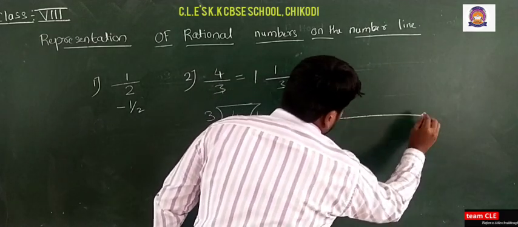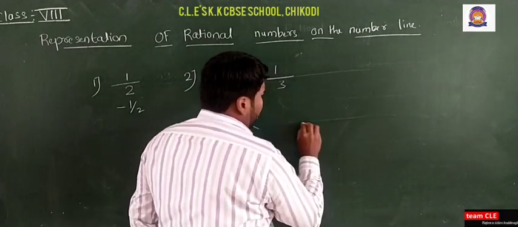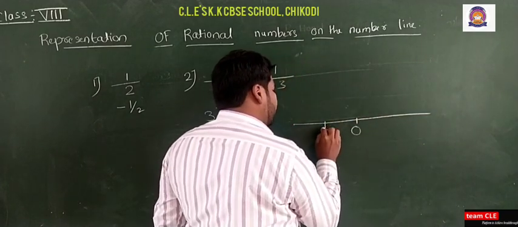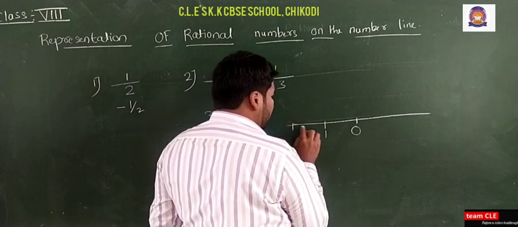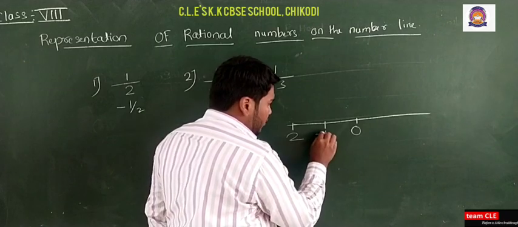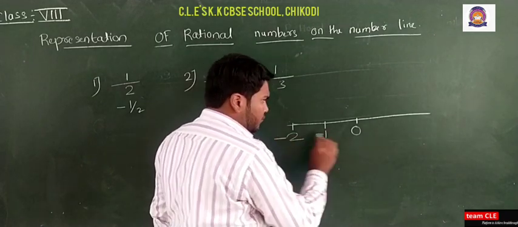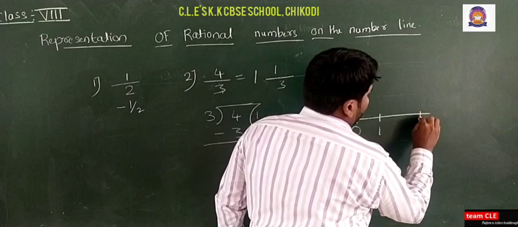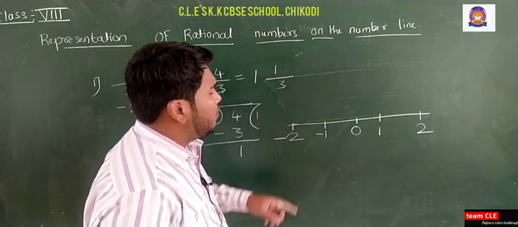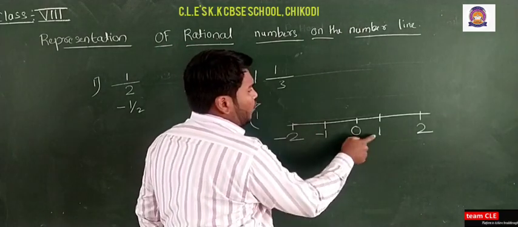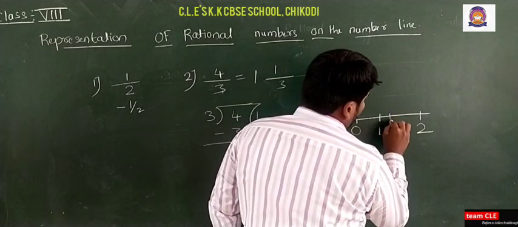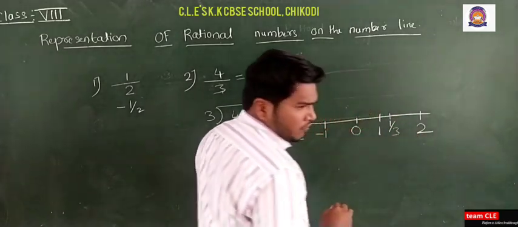On the number line, I choose this as 0, this as 1, and this as 2. The numbers on the left are negatives, so I choose minus 1 and minus 2, and this as 1 and this as 2. Now I want to plot one integer 1 by 3. So after 0, 1, after 1 I need 1 by 3. So see here, one integer 1 by 3.